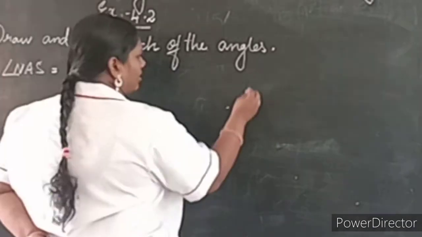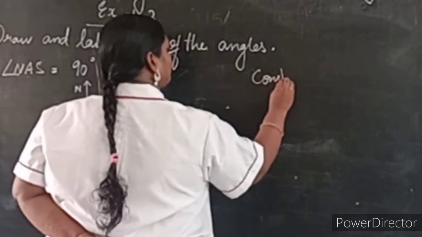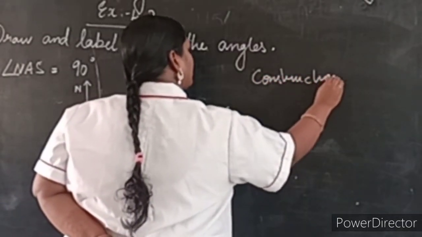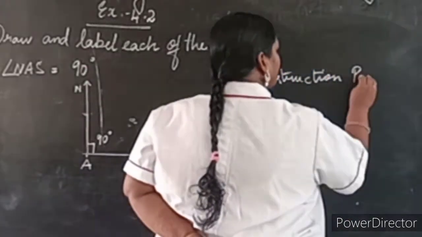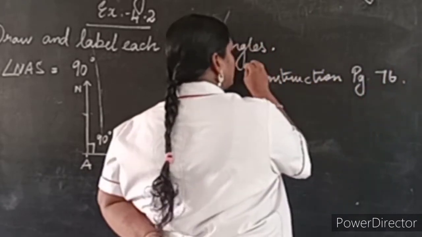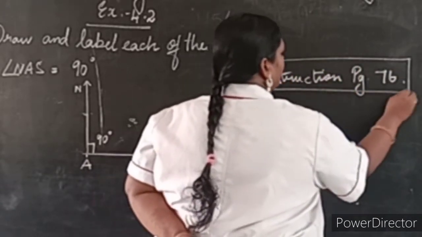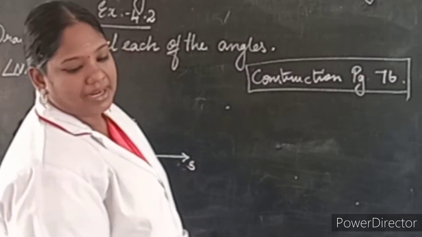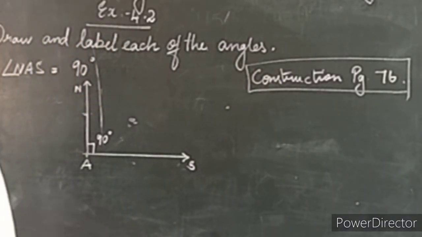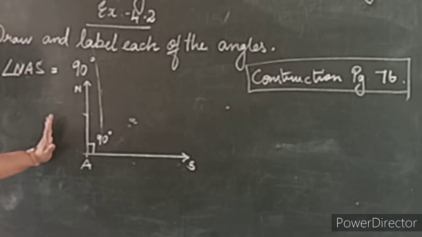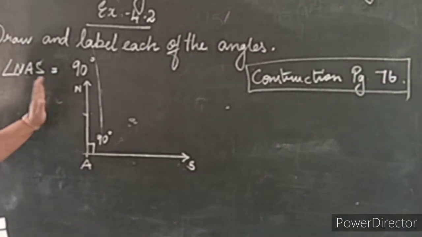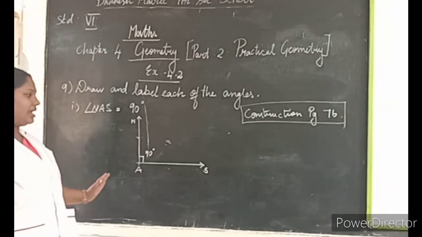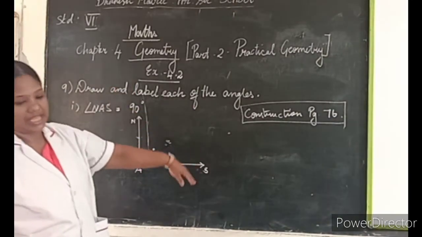Now for construction, page number 76. Here they have given 45 degree, but you have to write as 90 degree. So this is right angle triangle. So exactly 90 degree means right angle triangle. So right hand side I have drawn. Now we go with the left side also.